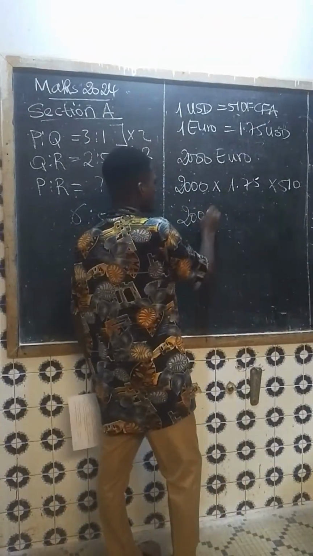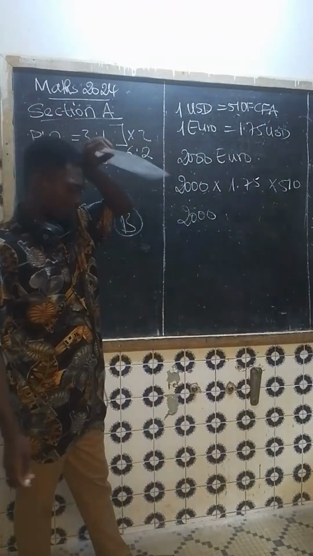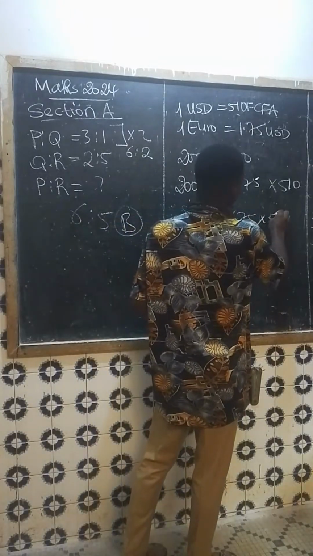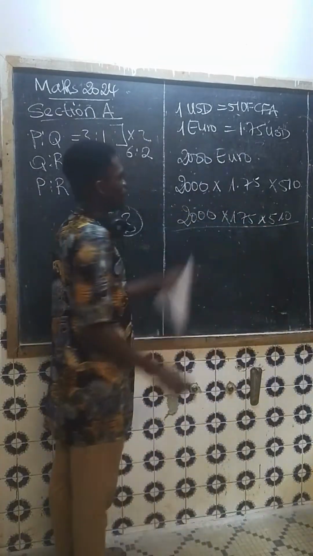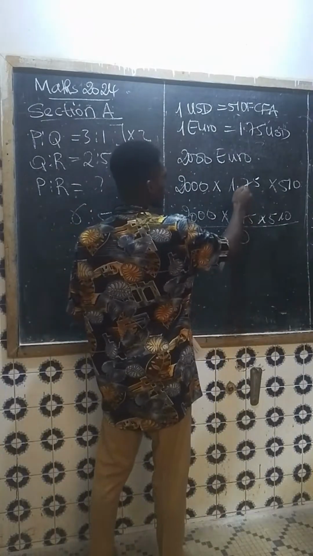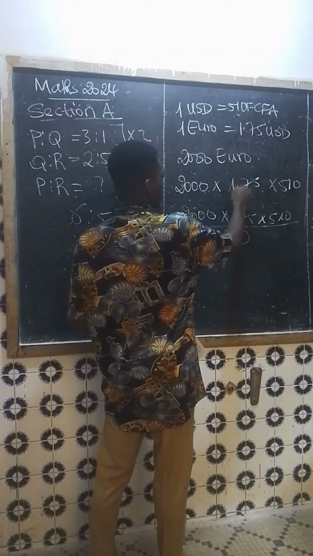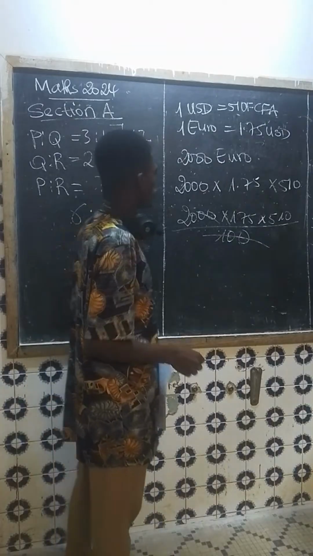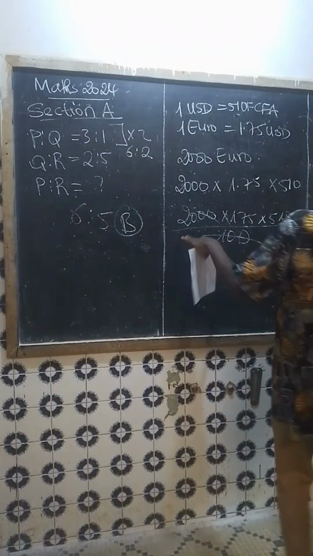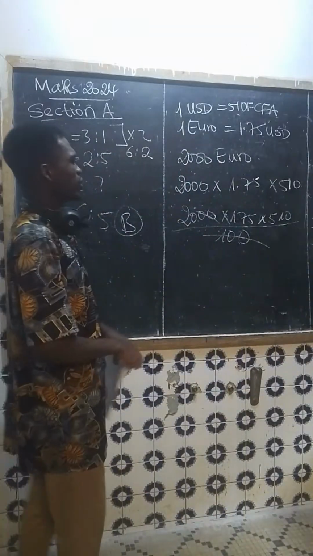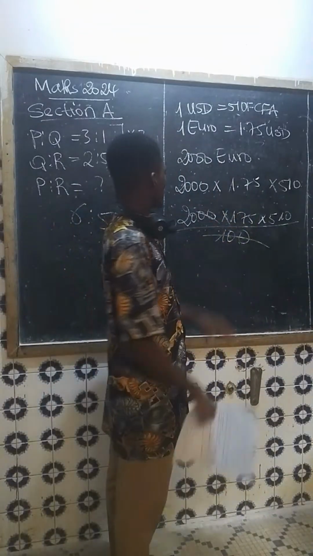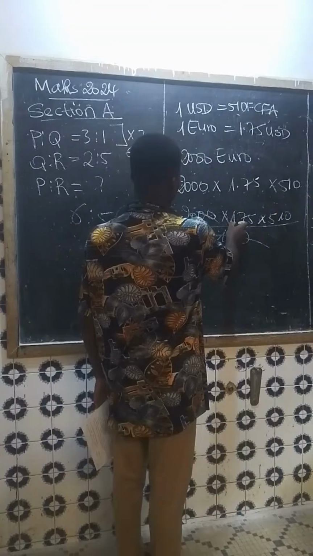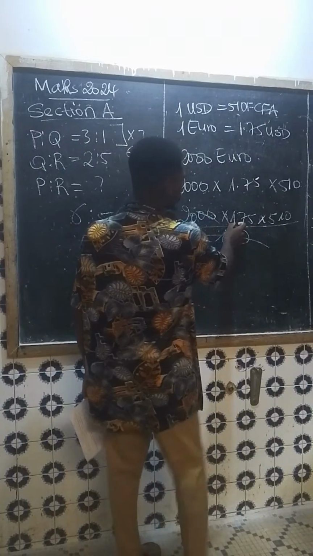Now 2,000 times 1.75. So we put times 175, then we now divide by 100. Why? Because we remove this decimal point here with 2 decimal places. Now these 2 zeros will do away with this one. So we simply have 175 times 2. What's 175 times 2? 75 times 2. You are not using a calculator, so you can always work it out. 75 times 2 is 150. You add up here, it is 250.